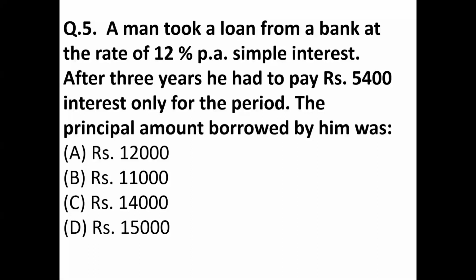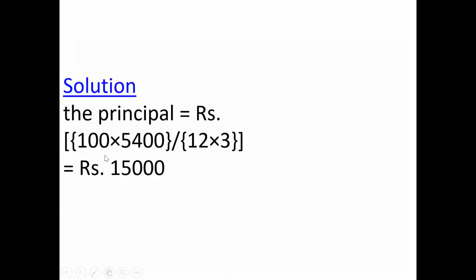For simple interest there is a formula, that is PNR by 100. To find P, we need to multiply SI by 100 and divide by NR. Then you will get the P value. I have done that here. The principal is SI into 100 divided by NR. The simple interest given is 5400, and 100 we multiply according to the formula.